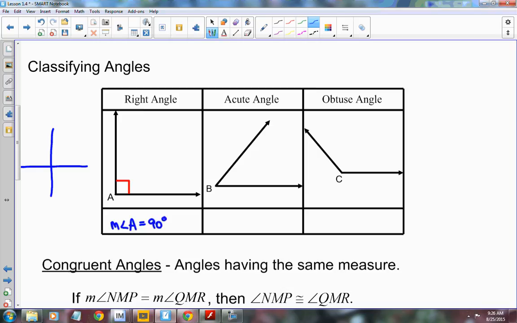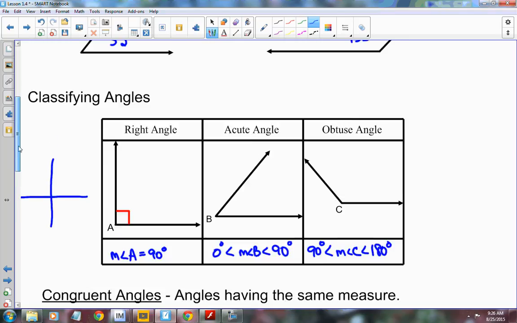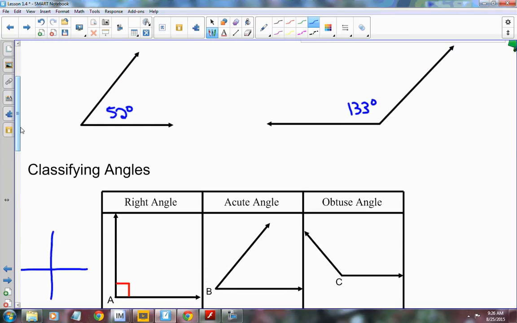All right, your acute angle, I think of acute as small and petite. The measure of this angle B here is always going to be greater than 0 and less than 90 degrees. That's the acute angle. And then your obtuse angle, measure of angle C, is going to be greater than 90 degrees and less than 180 degrees. So if we go back and look at these, our first one that we measured was acute. And what was the second one? Obtuse. Okay, so let's easy.